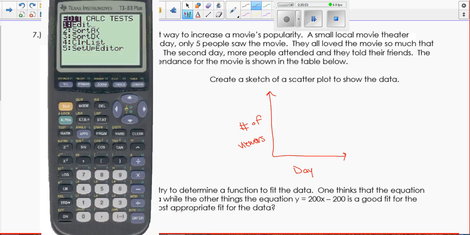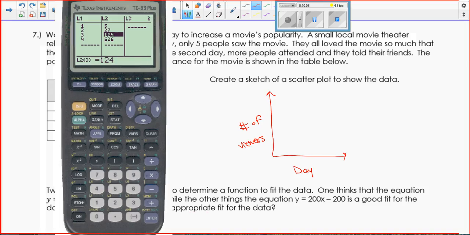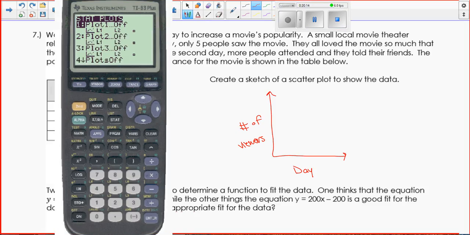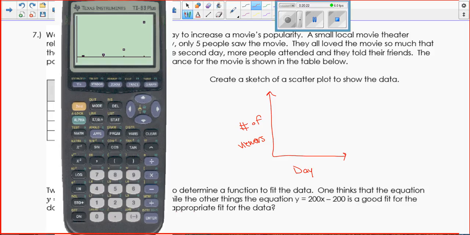Okay, so here's what you guys should have in your table of values. So just check to make sure they're the same thing. Again, we're going to go to second y equals. We're going to turn this plot on, and then we're going to hit zoom. And you can scroll down to 9, or you can just hit number 9. Okay, so here's what you get. So we're just going to draw a little bit of a sketch. You should be looking at this thinking that it's definitely going to be exponential.